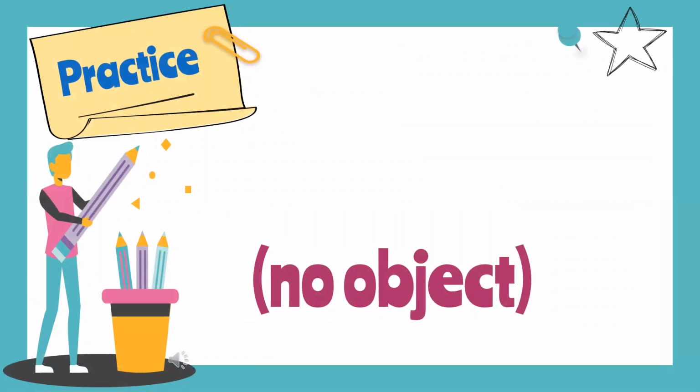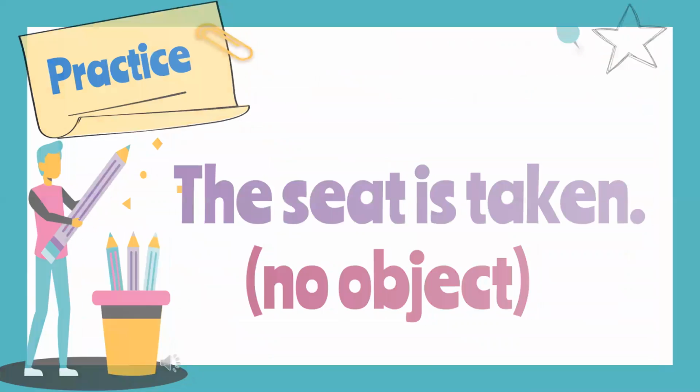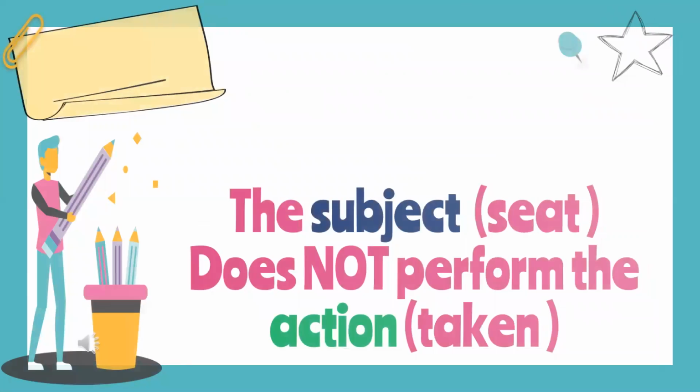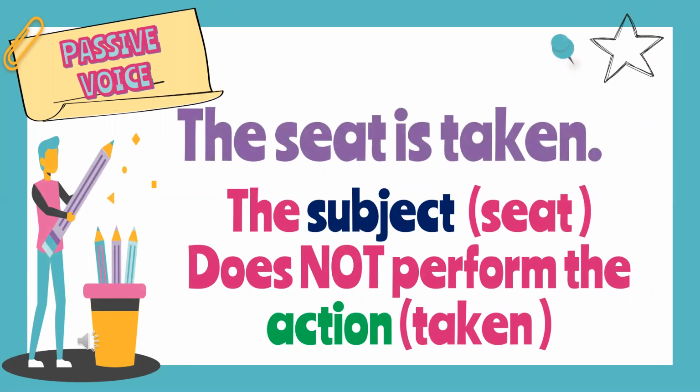Look at this sentence. The seat is taken. Our subject is seat, and our action verb is taken, but object is not mentioned because our emphasis is on the subject seat, and not about who took the seat. The seat is taken. The voice of the verb is passive voice. Why? It is because the subject, seat, does not perform the action, taken.